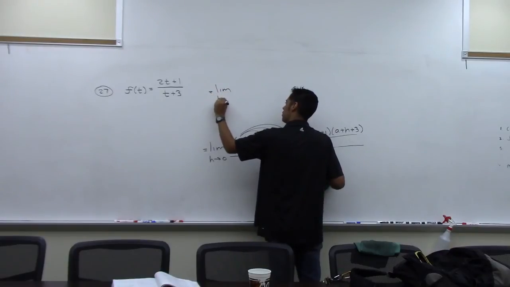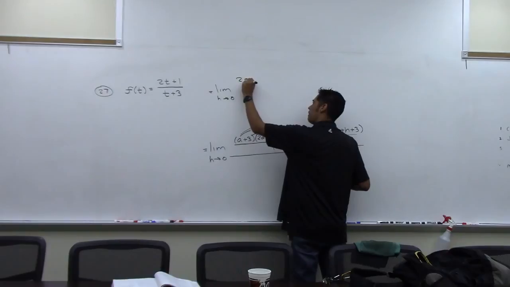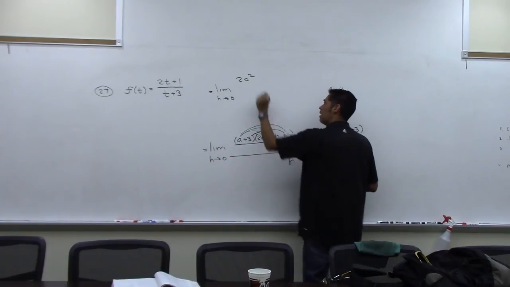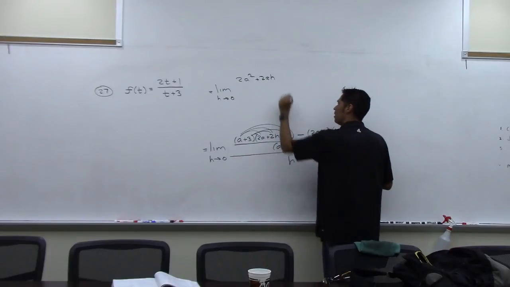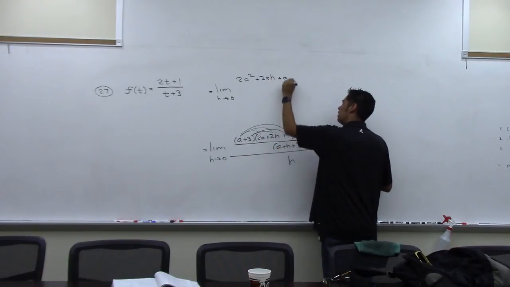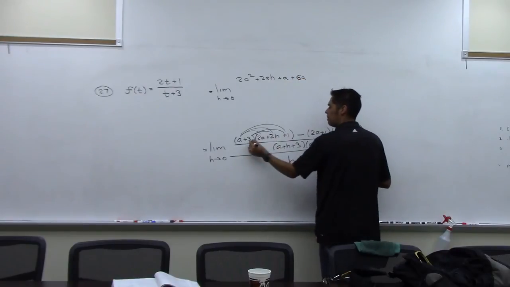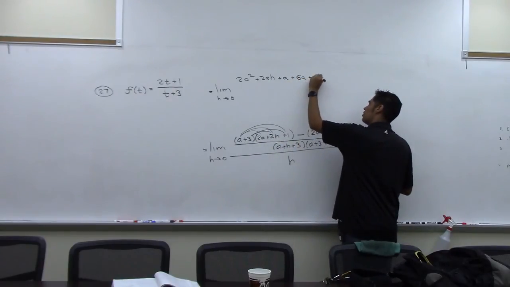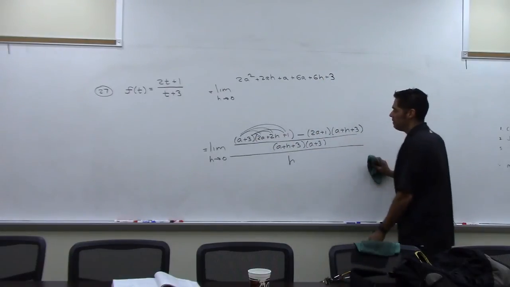Limit, h goes to 0. Okay, a times 2a is 2a squared. A times 2h is 2ah. A times 1 is just a. Plus 3 times 2a is 6a. 3 times 2h is 6h. 3 times 1 is 3. All right, that's it for that first one.